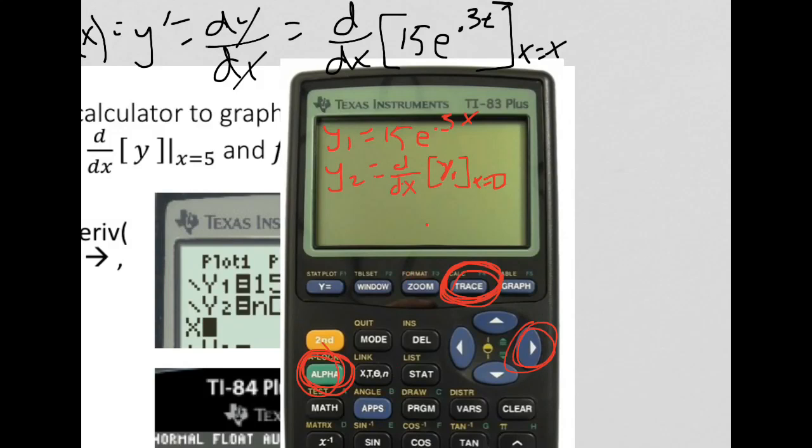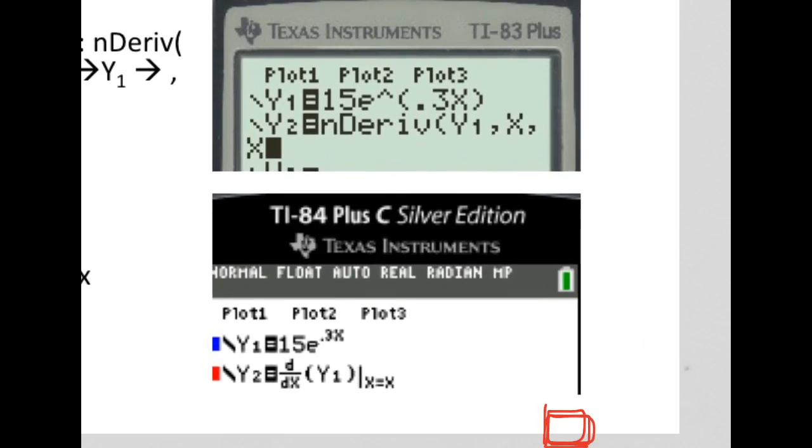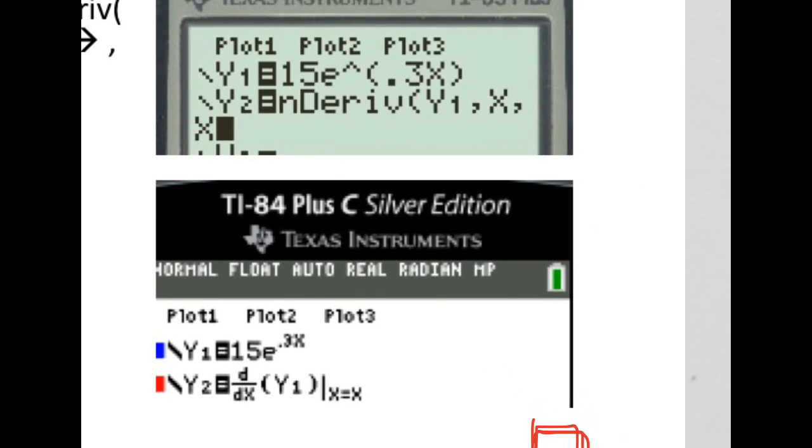Then hit the arrow button again, and finally, in that last box, tell it x equals x, because we want to take the derivative at all x values. So when you are done, you should end up with one of these two situations. One of those, either the top or the bottom, unless you're on a different calculator, in which case, I don't even know how to help you.